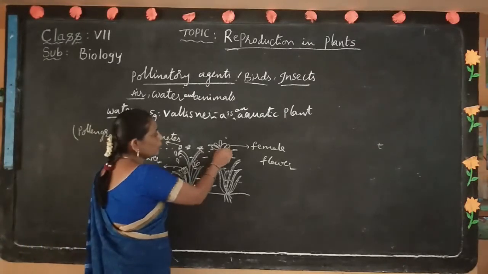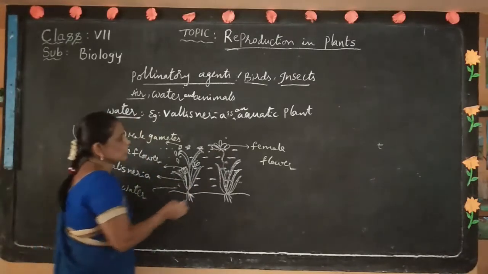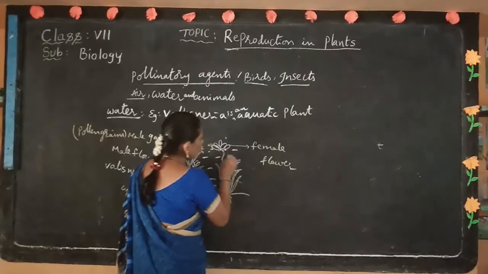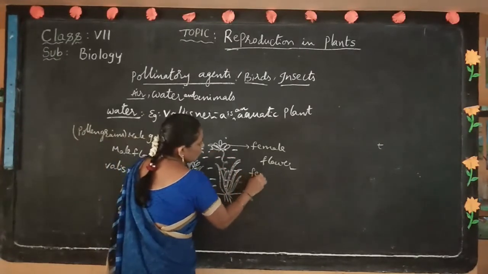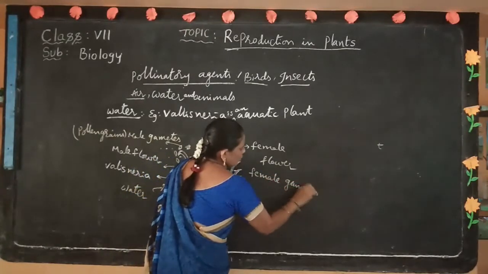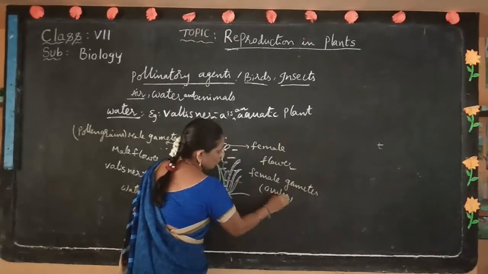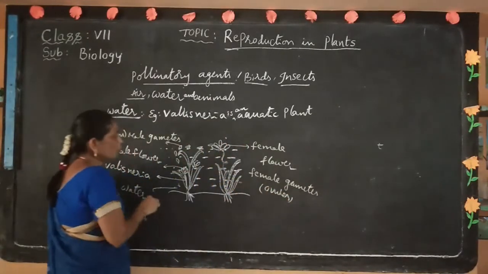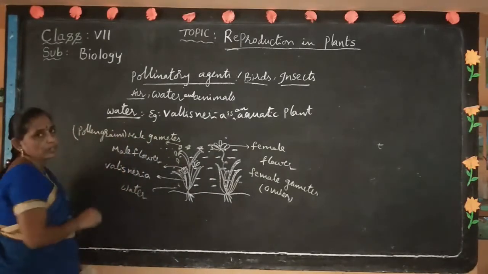Here the female flower is present. The female gametes are ovules. Female gametes are ovules. Fertilization is done by water.